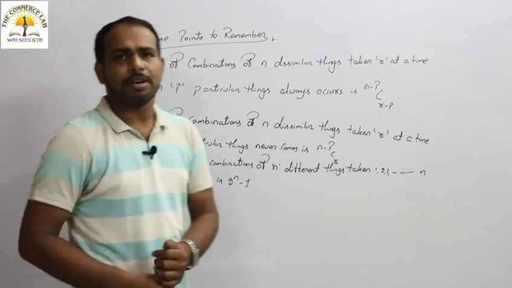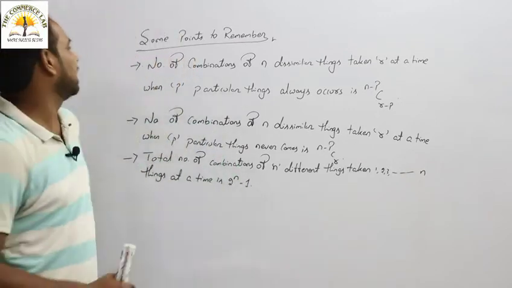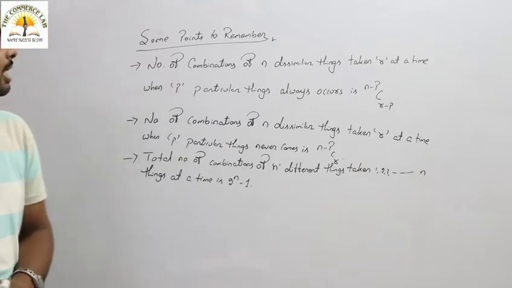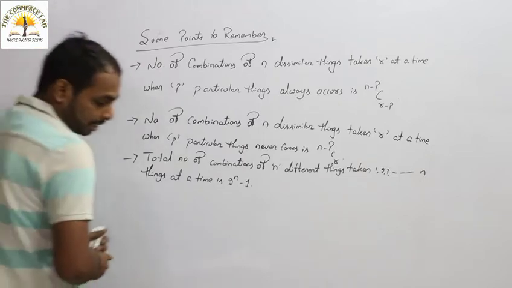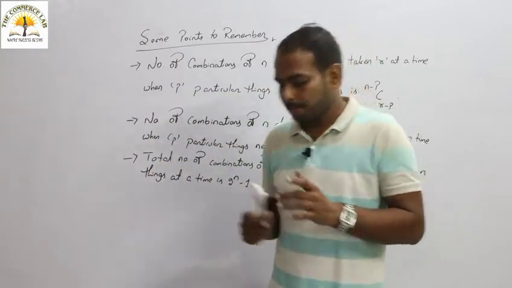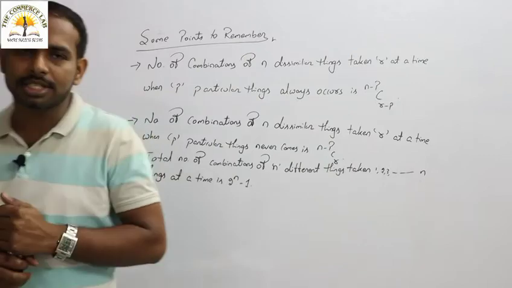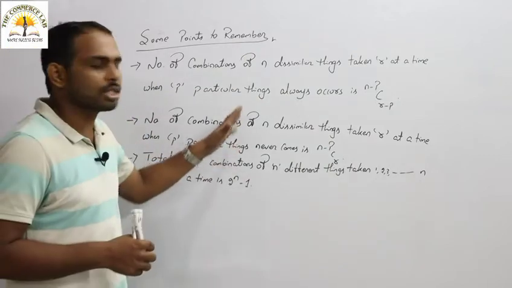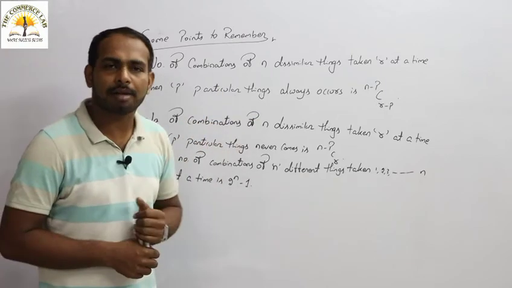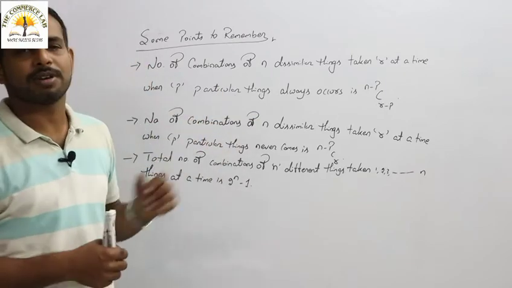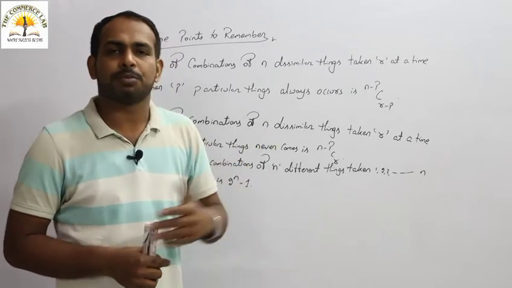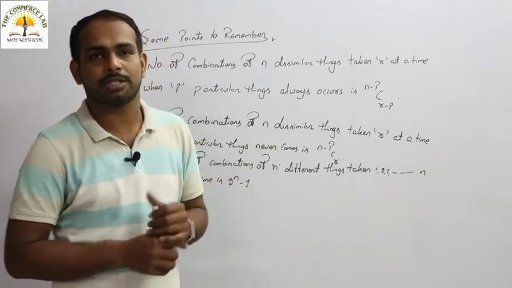Okay, then some points to remember, or formulas we can use. The number of combinations of n dissimilar things taken r at a time, where p particular things always occur, is given by the direct formula (n minus p) C (r minus p). Just remember this formula; when we are solving the problems, there is a step-by-step process to solve combinations problems.